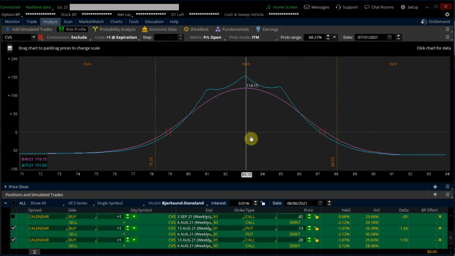So naturally, you want to try various combinations when you decide to enter a calendar spread to see which actually gives you a better risk to reward ratio. So that's it for the demo on the Thinkorswim platform.